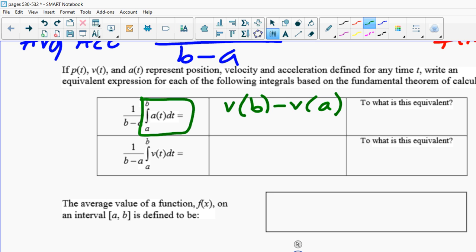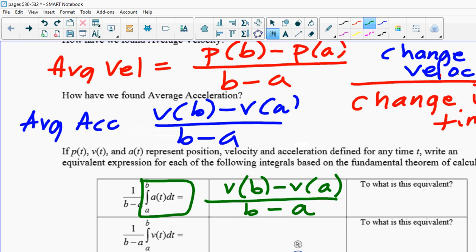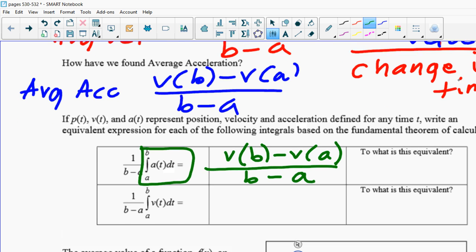Multiplying by 1 over B minus A is the same as dividing by B minus A. Holy smoke. That is average acceleration.